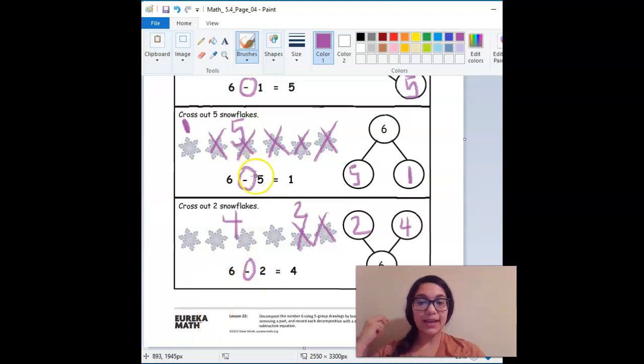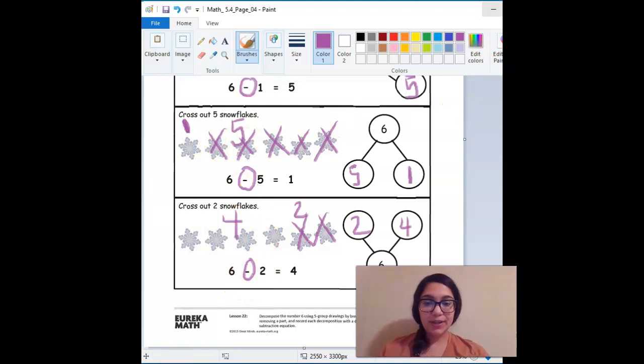So, I have 6 minus 2. I crossed out 1, 2 snowflakes, and I wrote the number 2. And how many snowflakes do I have left over? Yes, I have 4 snowflakes left over. So 2 and 4 are my, what are they in my number bond? Yes, they're my parts. And our whole is what number? Yes, our whole is 6 because it is the first number in our number sentence.